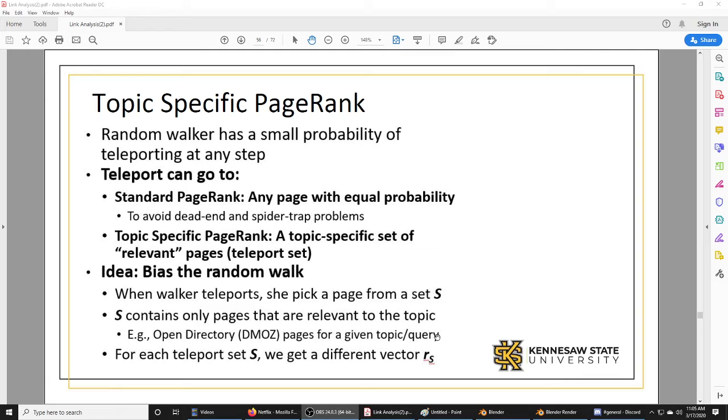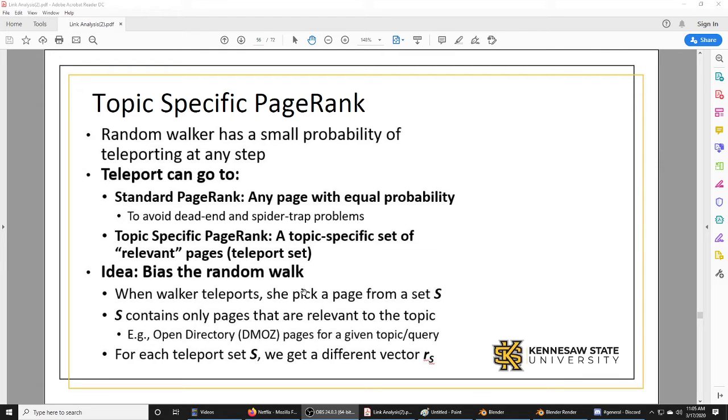These relevant pages and relevant topics were hand put into categories. So these categories are specific, and we'll talk about that later, I believe. All right. Idea, the biased random walk.